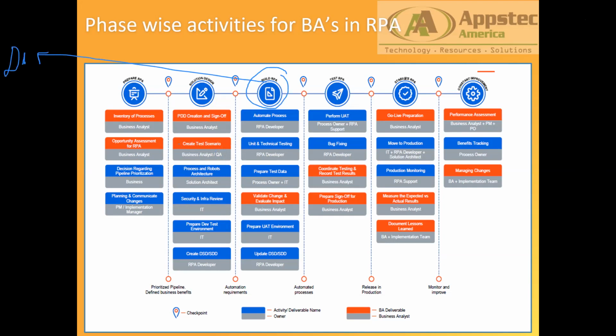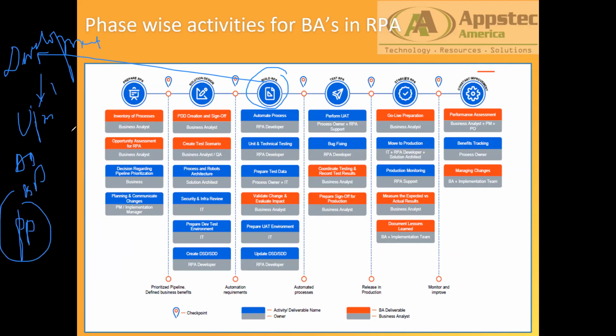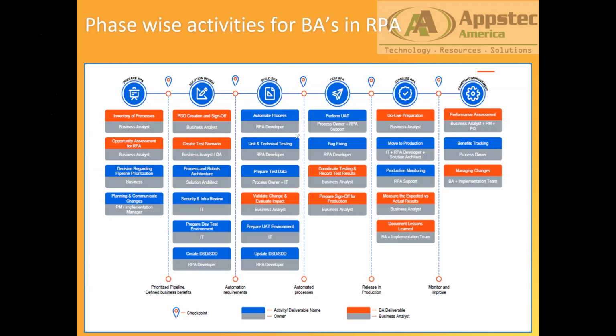So the coders will start the development work. Whether I'm using UiPath, Automation Anywhere, Blue Prism, or Microsoft Power Platform, it doesn't matter. My development needs to kickstart at this phase. So in this, where is the BA? There is not much involvement of the BA, except if there is any validation change or evaluation impact.